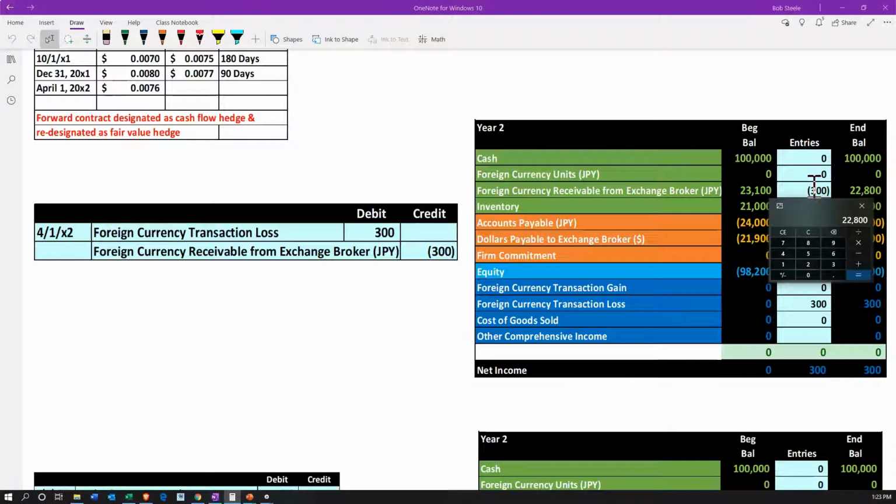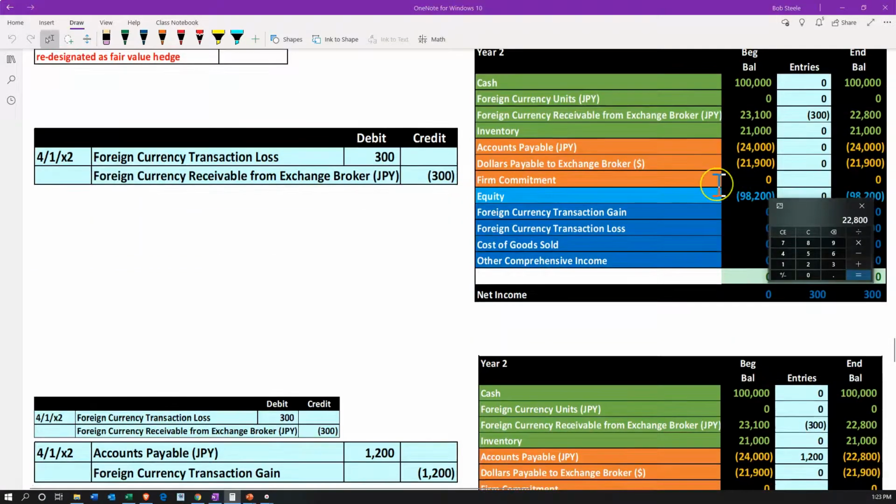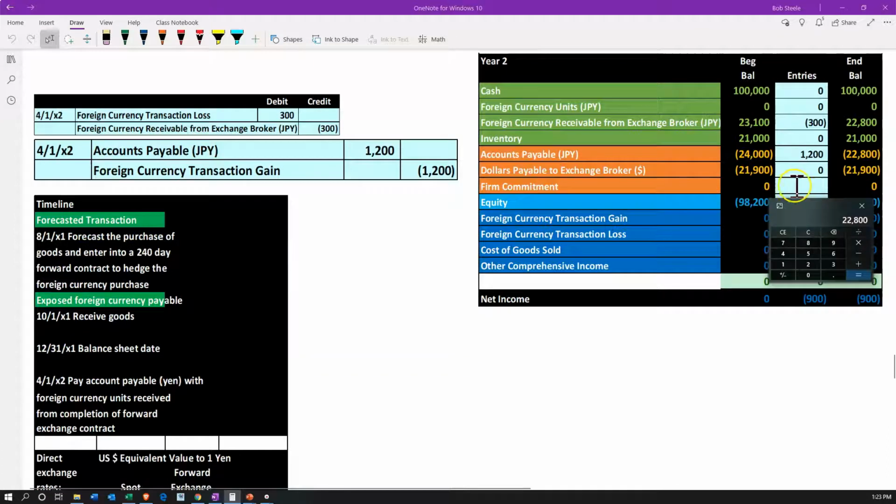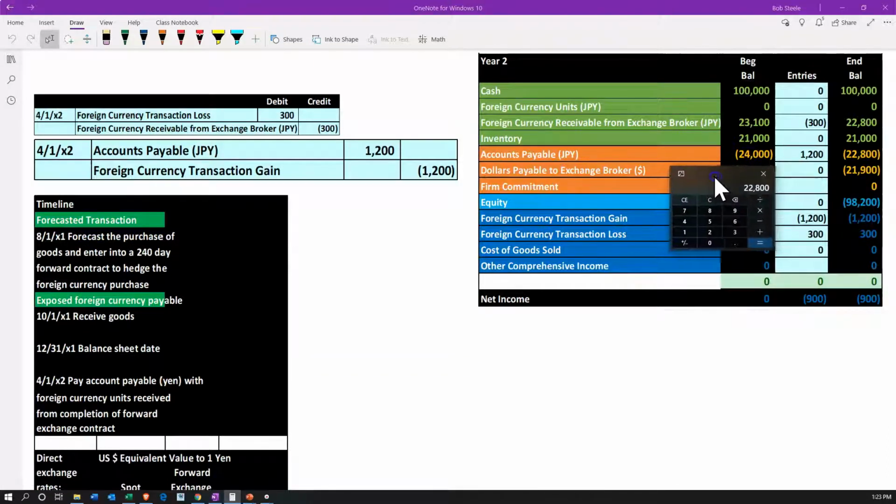What we actually get is 3 million yen. So we're going to receive 3 million yen, which we've now recorded as the 22.8 in terms of the dollar equivalent. Now we're going to do the same thing for the payable. So if we go down to the payable, we're going to say, all right, the payable before was this 24,000. We had 24,000 in the payable. Remember that everything from the prior transaction and the current transaction are included in the current entries section. So now we have the payable of the 24,000.